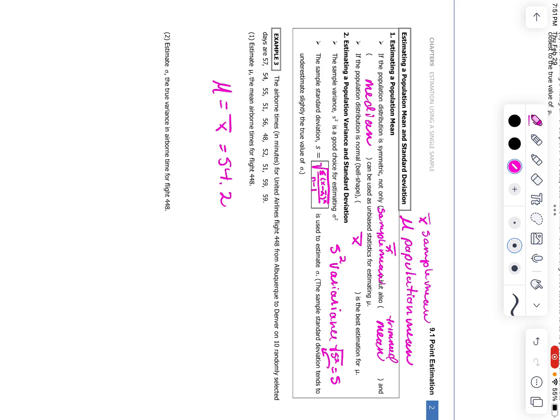Now, how can we estimate the true variance in airborne time for flight 448? So we want to estimate the population standard deviation. Sorry, it says true variance. They were looking at sigma squared, but we're going to estimate the population standard deviation.